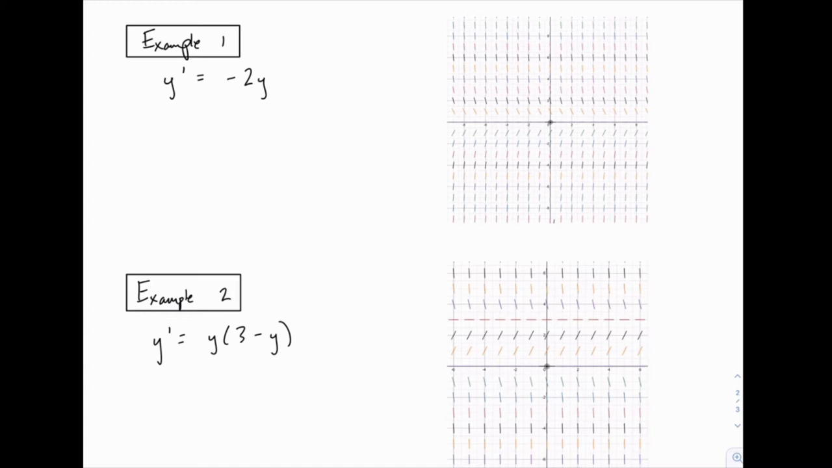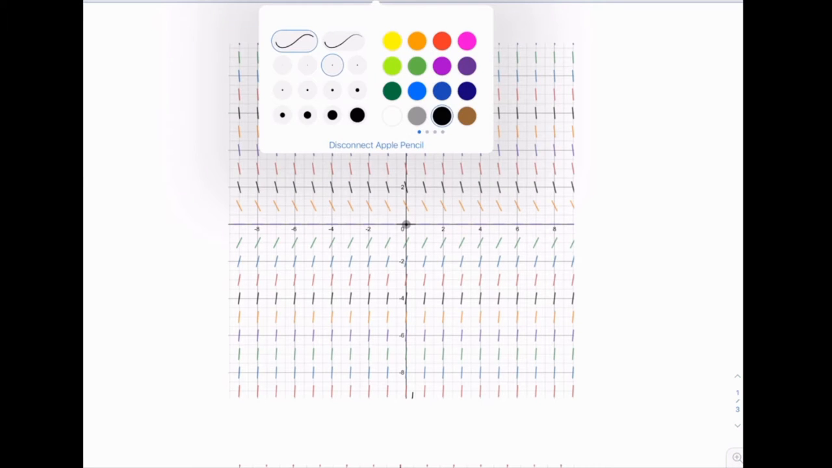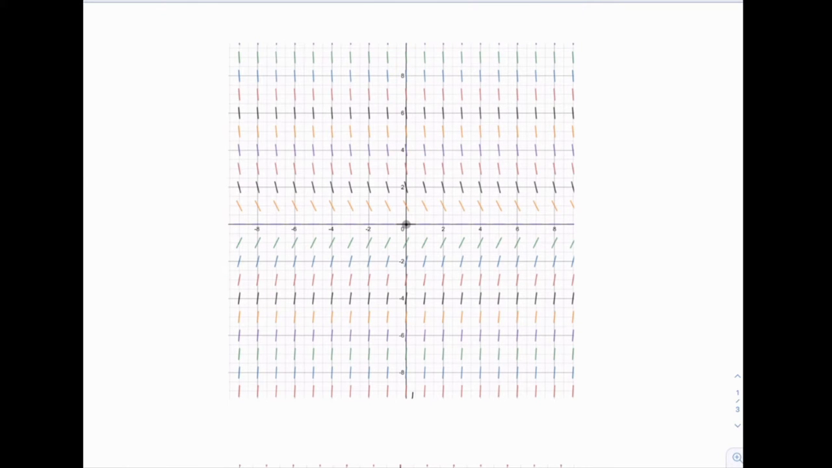So our first example is the differential equation y prime equals negative 2y. It may be hard to see this slope field, but if we zoom in, we can see the behavior of it, more or less. Again, if we start plotting solutions here, it all depends on what our initial condition is as to what specific solution we'll see. If, for instance, we start up here with our initial condition, our solution would look something like this.